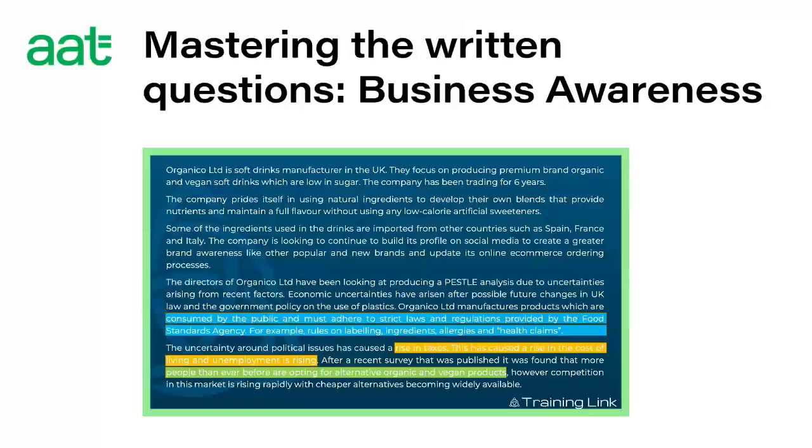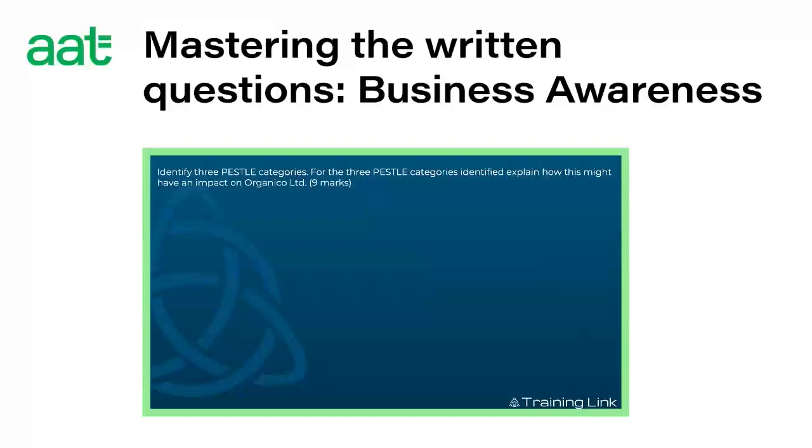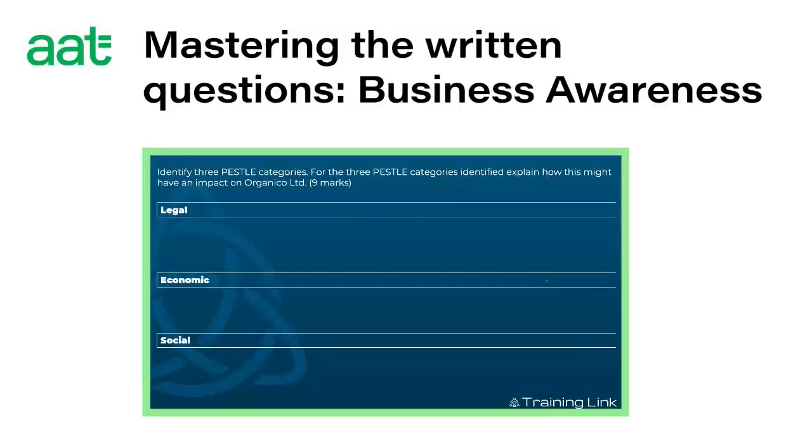Okay, so we've got our 3 categories. We've got legal, economic, and social. So what we need to do now is write out those 3 categories and explain why these particular points fall into that category, and then write about the impact on the business. So let's bring up our categories here. So we've got legal, economic, and social.